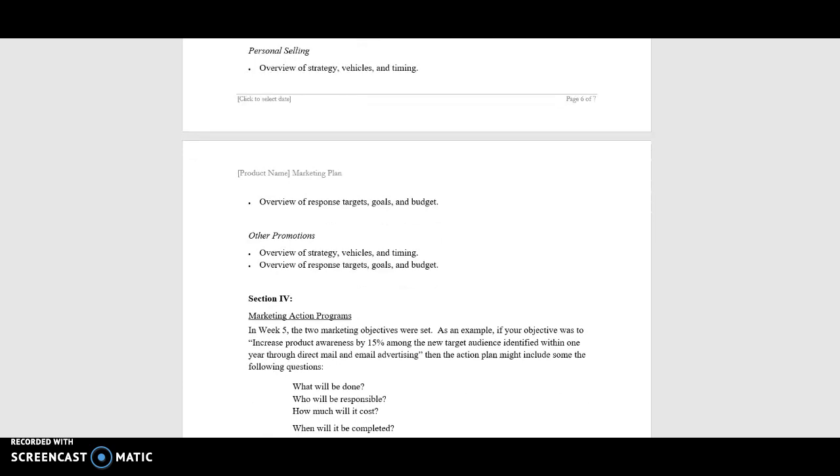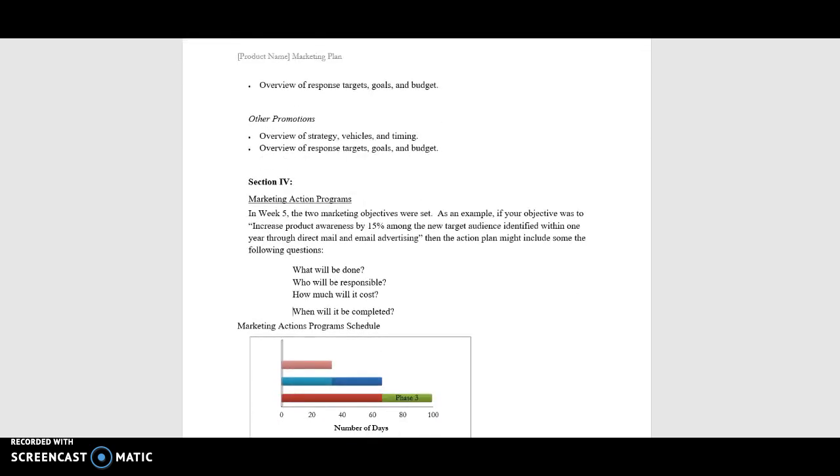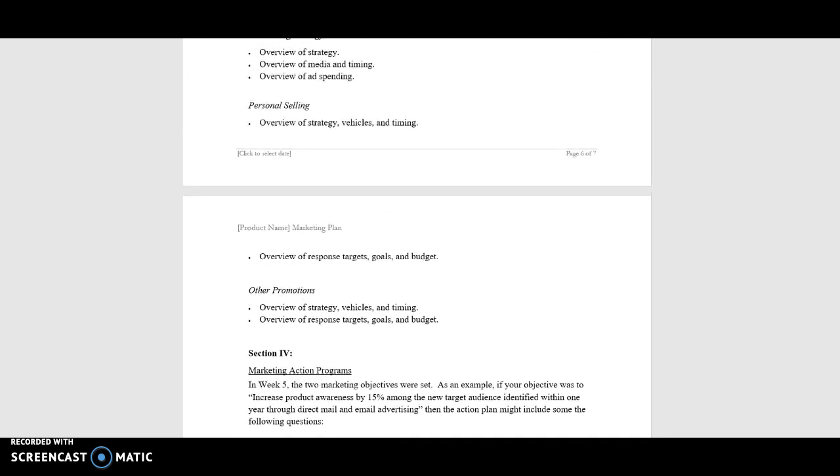Personal selling, if you choose that, the same thing applies there. Share exactly how you plan on selling shoes from a personal selling perspective, and how everything will work, the timing, your goals, budgeting, all of that. Okay? And finally, other promotions. If there's anything else that you plan to do promotional-wise that hasn't been discussed previously, again, share the strategy, how you plan to accomplish it, your goals, and your budget.